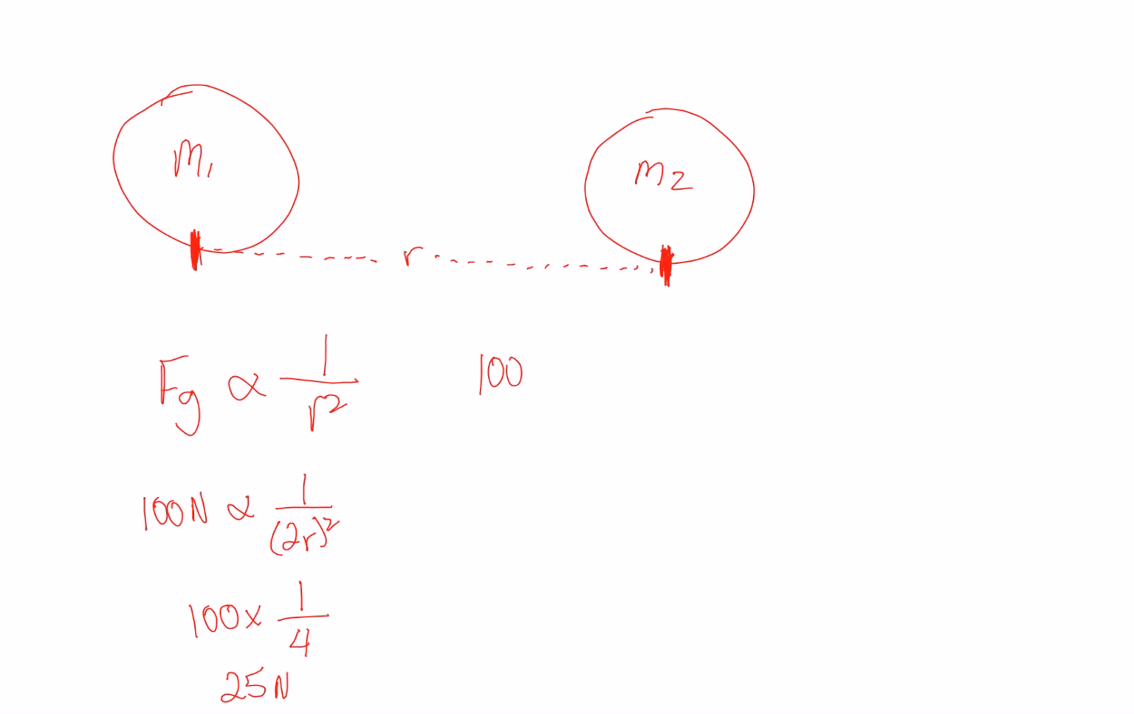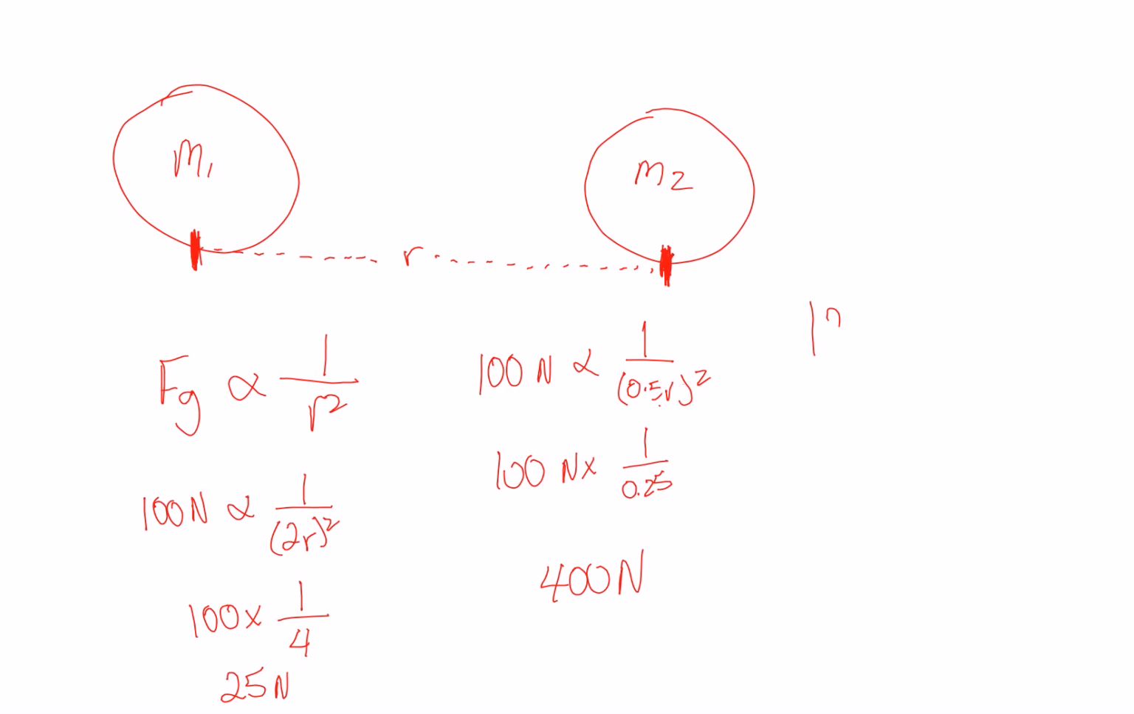So what would happen if we halve the distance? So if we took the 100 newtons and we did 0.5 of the distance, so we'd have 0.5 of r squared. When you do 0.5 squared, you actually get 0.25. So that would give you 1 divided by 0.25, which is the same thing as multiplying by 4. So if we go 100 newtons divided by 0.25, we'd actually get 400 newtons. So if we double the distance, we get 4 times smaller. And if we halve the distance, we actually get 4 times bigger, just because of that whole squaring idea.